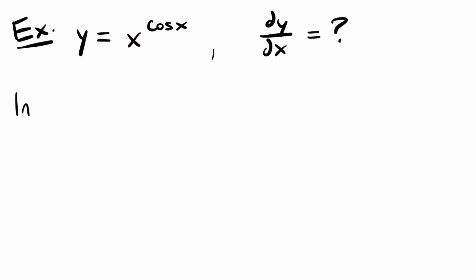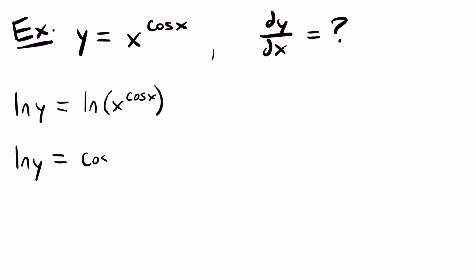And so we'll have the natural log of y is equal to the natural log of x to the power of cosine x. And so now what we can do is use one of the properties that we know about the natural log function, that we can move a power inside our natural log function to the outside of the function. And so we can rewrite this to be the natural log of y is equal to cosine x times the natural log of x, right? We can move this exponent to the outside and multiply it by the natural log by using one of the properties of the natural log function.